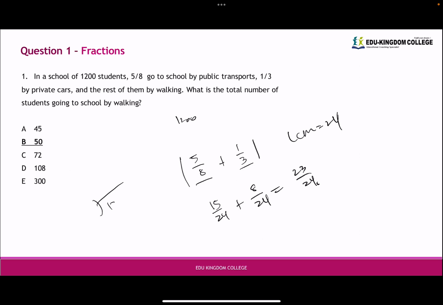So if I divide 1,200 by 8 to find what 1 on 8 is, then I'm going to do 12 divided by 8... sorry, it should be 1,200 divided by 24, not 8. So 24 goes into 12 0 times, but it goes into 120 5 times. It goes into 0 times, gives you 50.